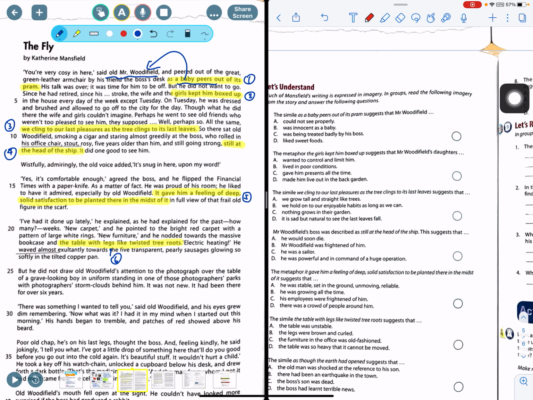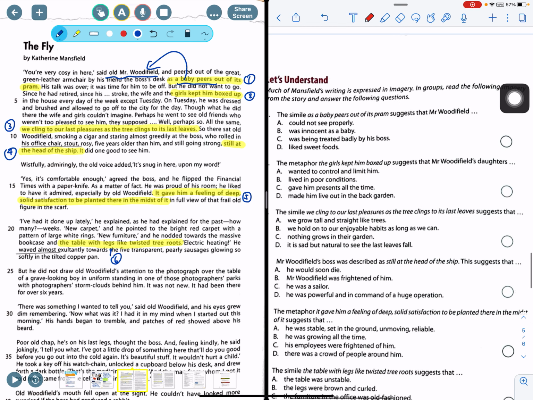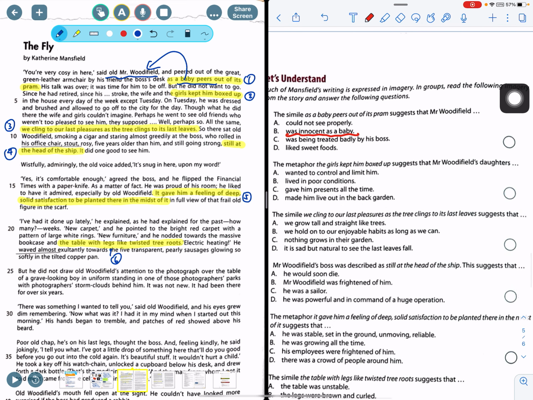So it feels like there's something alike between them. It suggests that Mr. Woodfield was innocent as a baby. Although he's old, he still has a childlike heart. So this is boy. All right, then the next one. Kept his box up. So right here, his talk was over.